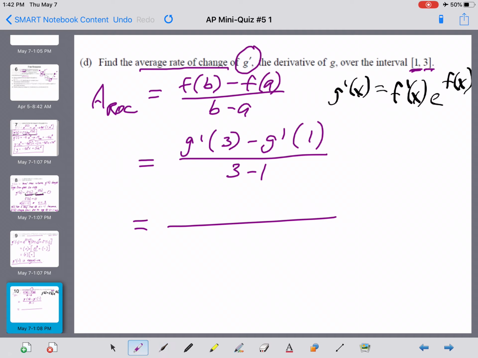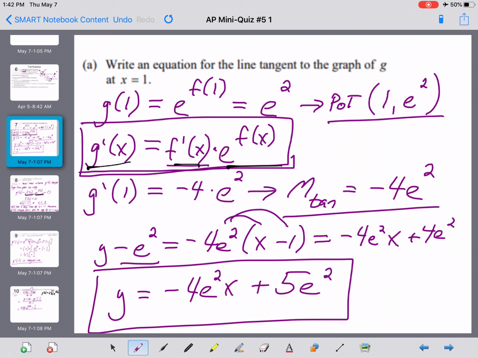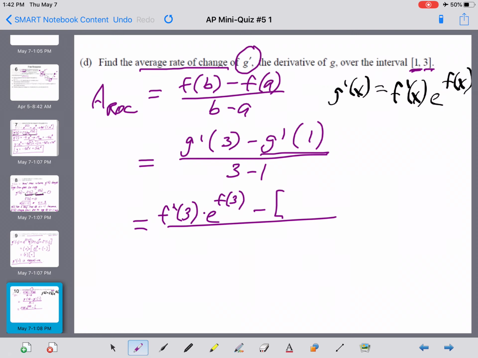Okay, so for g prime of 3, we are going to need f prime of 3 multiplied by e to the f of 3 power. Minus, and here we go. Now the fun part about this is we already found the value of g prime of 1, and that was right here. G prime of 1 was given to us by that expression right there. There wasn't much to do with it. Negative 4e squared. So minus a negative 4e squared for the value of g prime of 1 all over a 2 on the bottom.